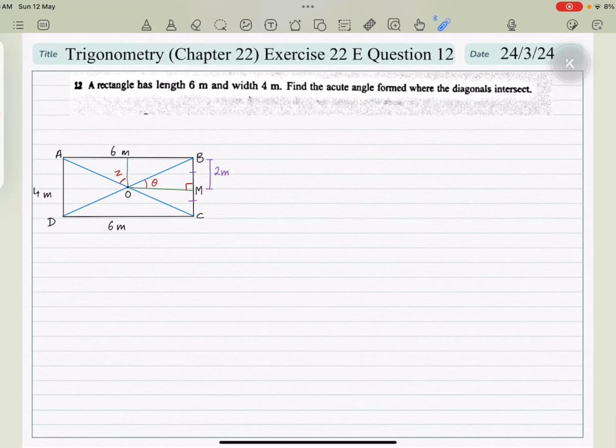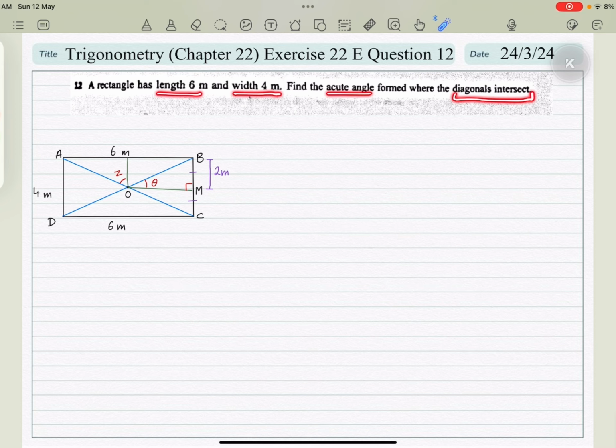Hello everybody, so today we're going to be dealing with Trigonometry chapter 22, exercise 22e, question number 12. This question states that there is a rectangle which has length 6 meters, width 4 meters, and we have to find the acute angle formed when the diagonals intersect.